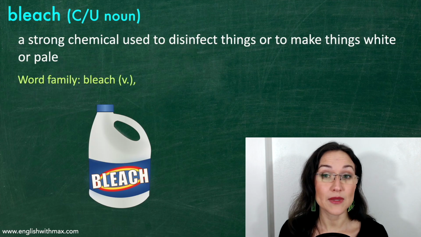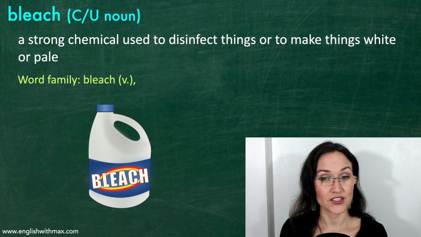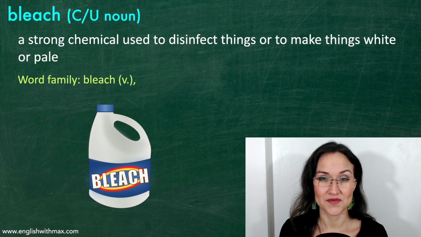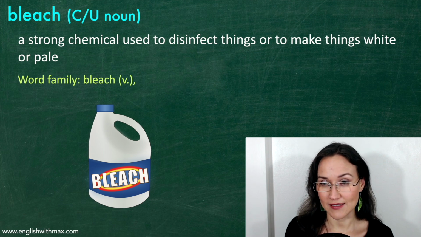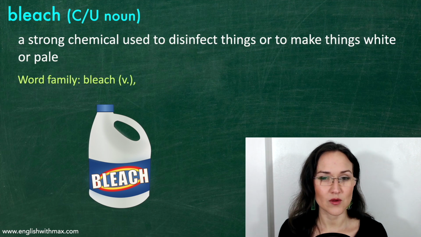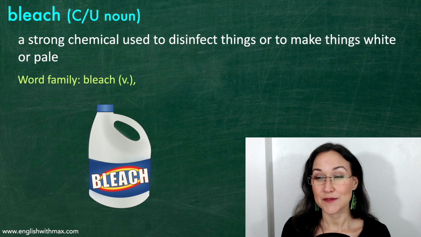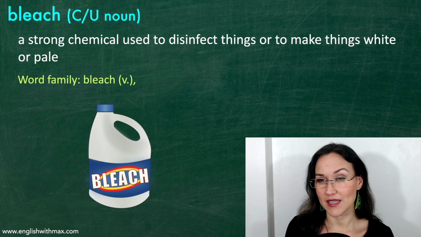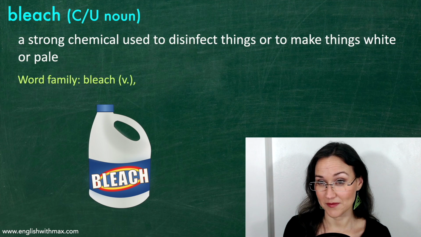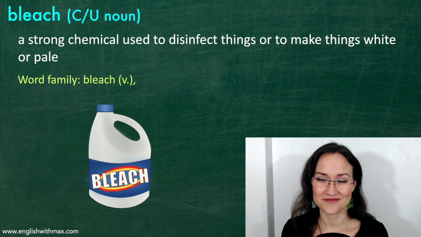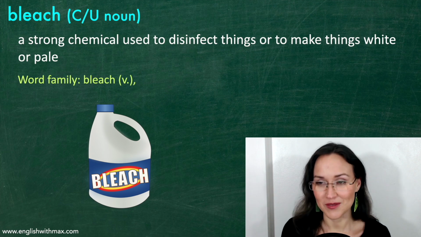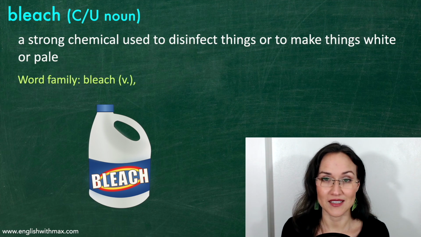The next word is bleach. Bleach. It's countable and uncountable. Bleach is a strong chemical used to disinfect things or to make things white or pale. Disinfect means to clean something in a way that kills bacteria. The verb is also bleach. It means to use bleach or to make something lighter using chemicals or the sun.